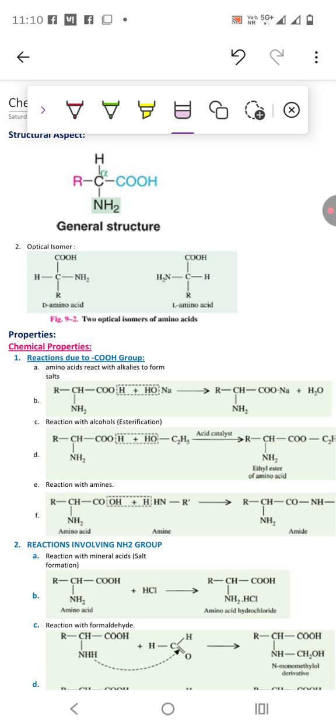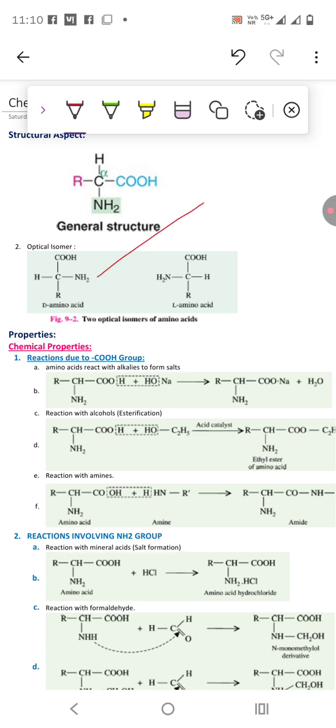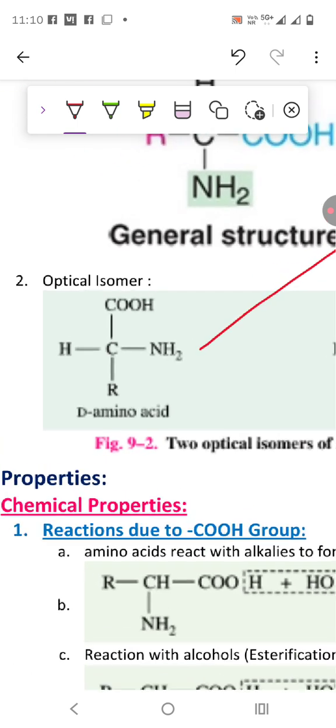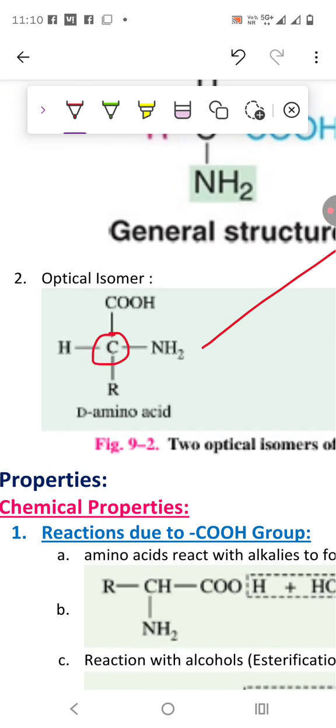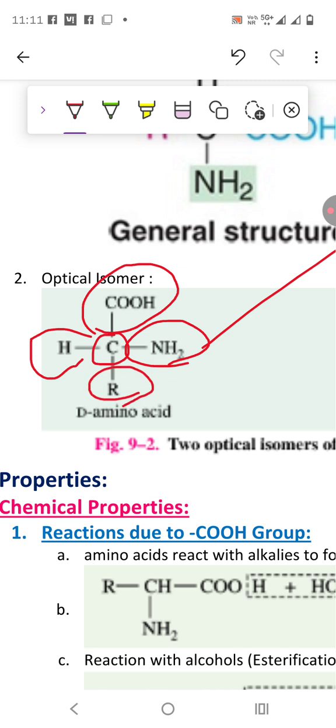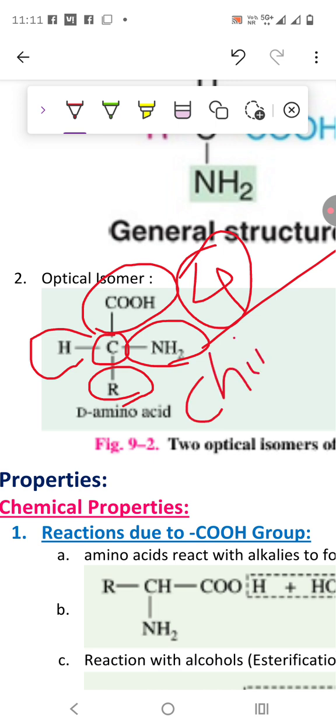Next, optical isomers of amino acids. In amino acid, two optical isomers are present. One is the D form, another one is the L form. Why? Because look closely at the carbon. There is a hydrogen. There is a carboxylic acid group. There is an amine. There is a side chain. So four different groups are attached to a carbon. That means this carbon is a chiral carbon. Since four different groups are attached to a single carbon, this is a chiral carbon.